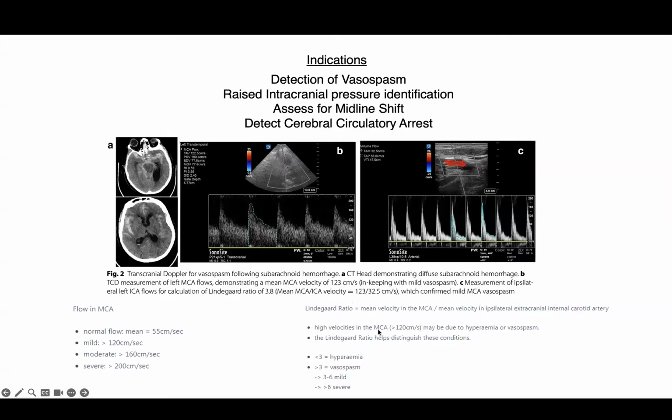So high velocities in the MCA may be due to hyperemia or vasospasm. The Lindegaard ratio helps to distinguish these conditions. If it is less than 3, it is hyperemia. If it is more than 3, it is vasospasm. 3 to 6 is mild and more than 6 is severe. Another thing, when they keep these waveforms, they may ask you about the formula for mean flow velocity. It is peak systolic plus end diastolic into 2, divided by 3.